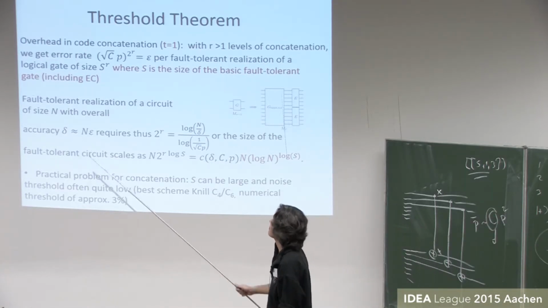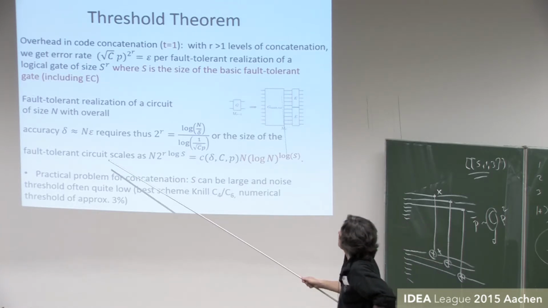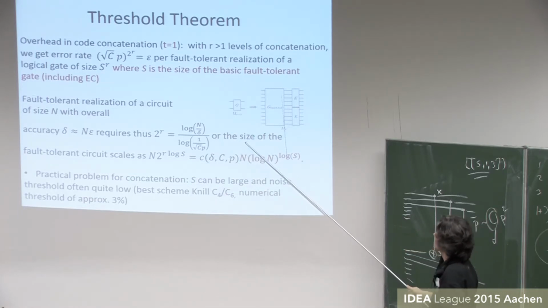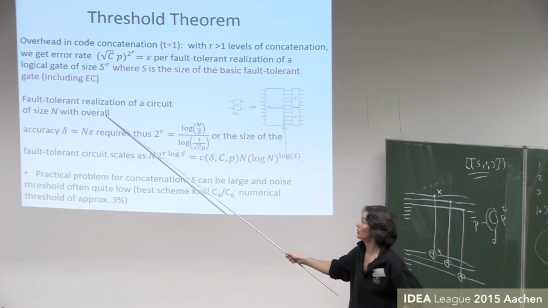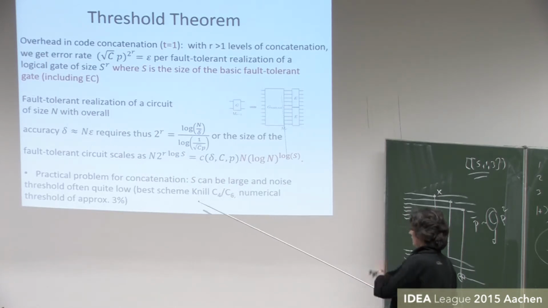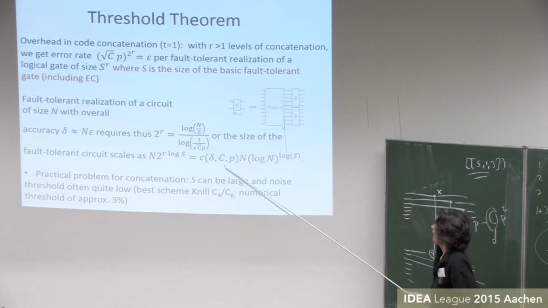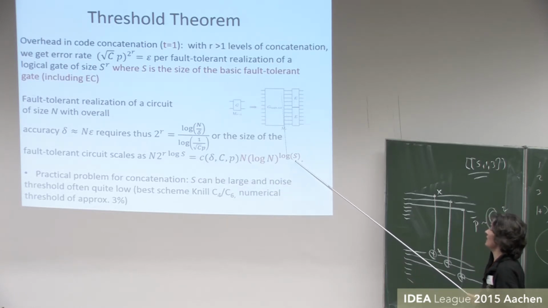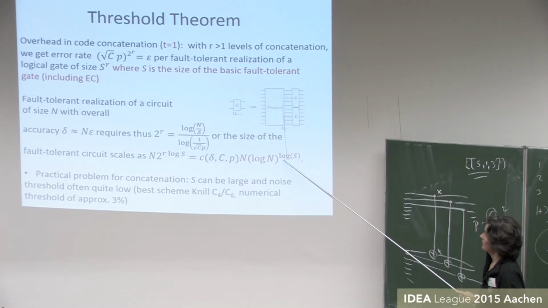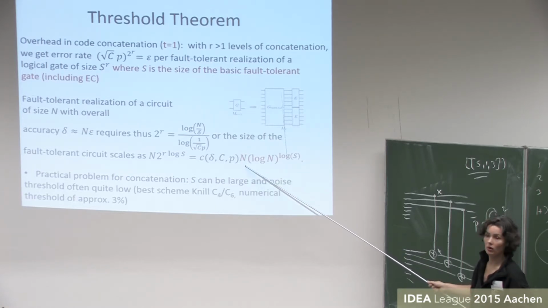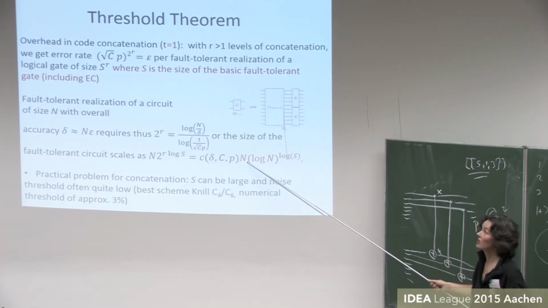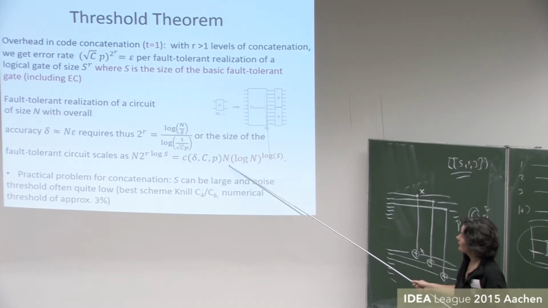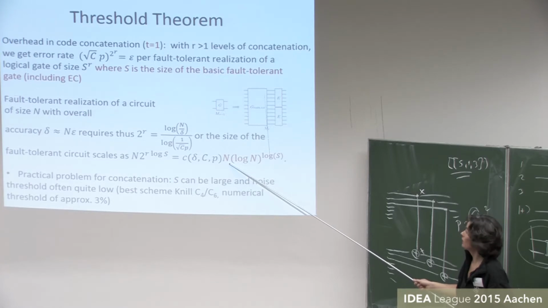So that's my delta. Now when I put in these numbers, the claim is that I started with a circuit which was unencoded, which has N components. I end up with a fault-tolerant circuit with N times, with some constants depending on other numbers, log N to the log S, and S is some constant. So this is called a polylogarithmic overhead. This is the threshold theorem that says you can do fault-tolerant computation with polylogarithmic overhead.